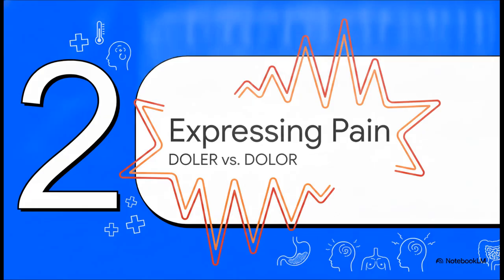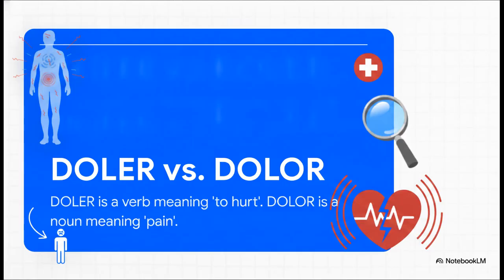Moving on to Section 2, expressing pain. Doler versus dolor. Okay, this is where it gets super interesting. This separates the whole concept of pain into two distinct tools. So on one side, we have doler, which is an action. It's a verb. It means the physical action of something hurting you. On the other side, we have dolor, which is the thing itself, the noun. Grasping this little grammatical shift, that is the master key to sounding like a natural Spanish speaker when you're at the clinic.